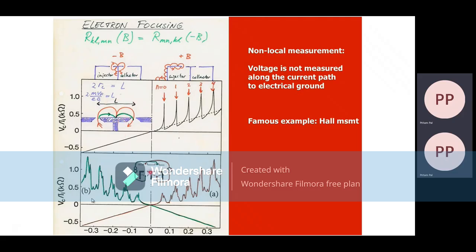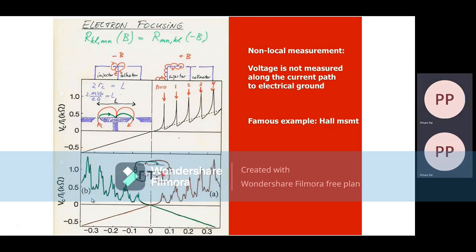The schematic of the experiment is shown below. For example, along the green path that you can see here, the current is applied from this region, and the voltage is measured across, from this contact to this contact.